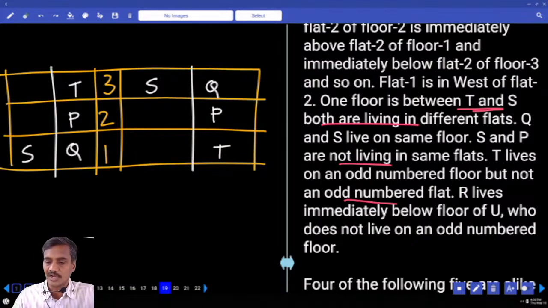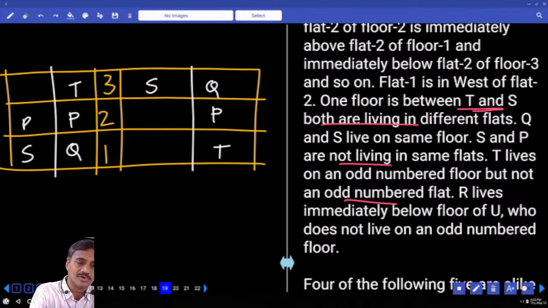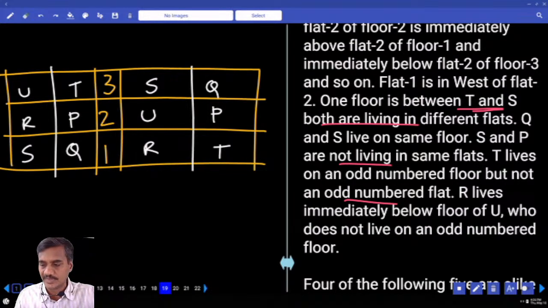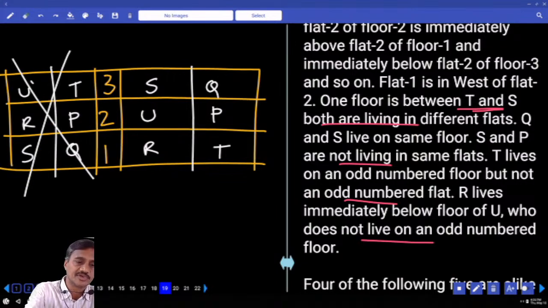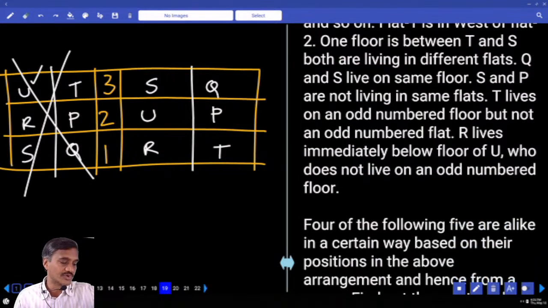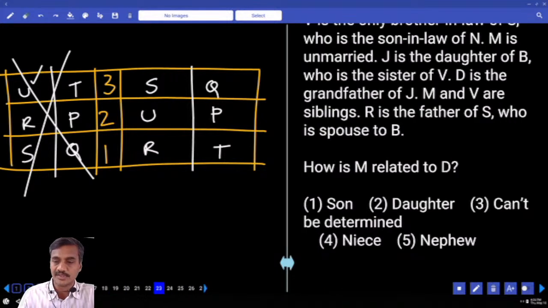And next one, R lives immediately below U. R is immediately below U, so R and U must be like this. Here also R is immediately below U. And U does not live on an odd number floor, hence U must be on an even number floor. In this case, U is living on an odd number floor, that is invalid. And finally, we are left with the second case. That covers questions 19 to 22.